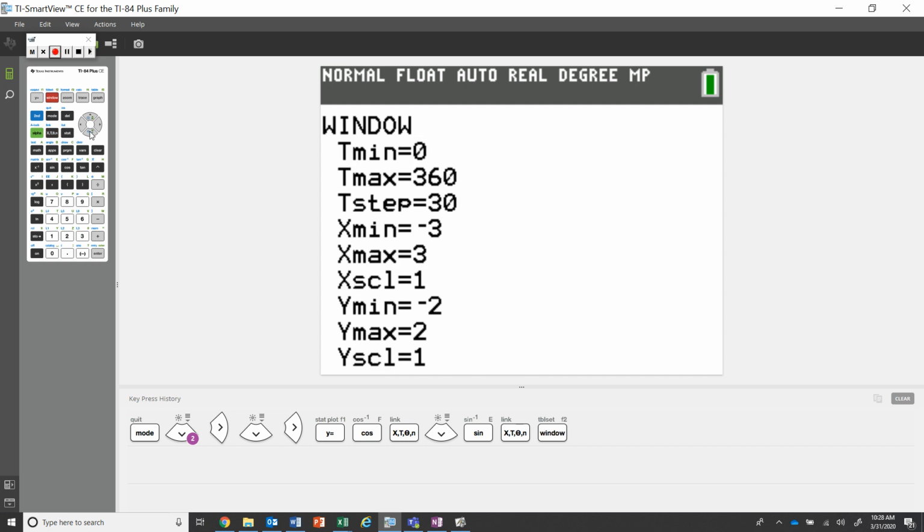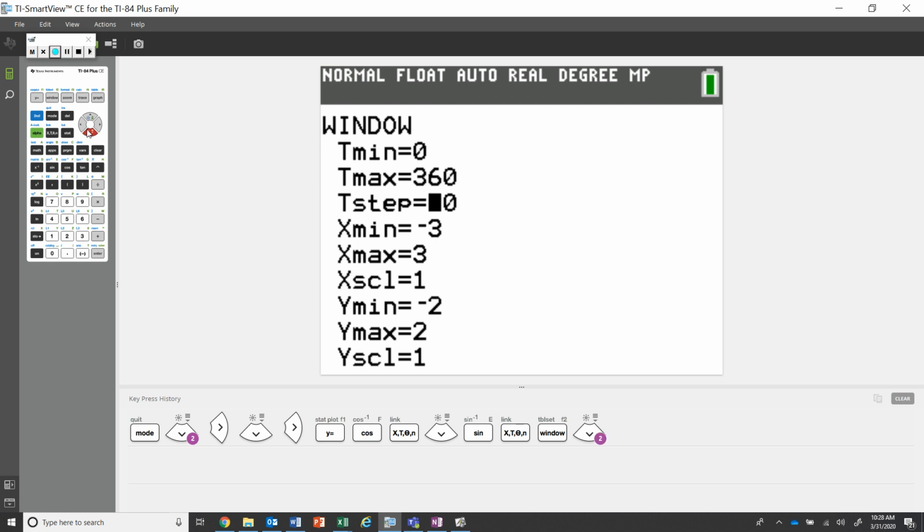Now for my window, I have the t min to the t max as 0 to 360. Think about why that makes sense. Well, obviously, if t is representing theta in this example, our degrees go from 0 to 360. So I'm going to put 0 to 360 in there.